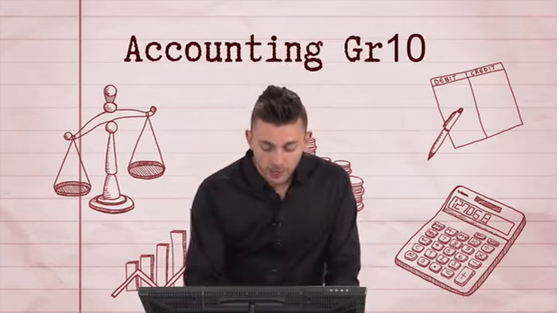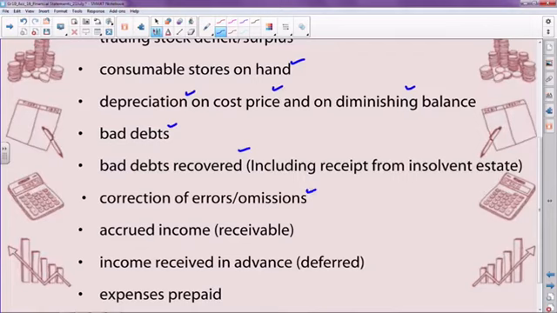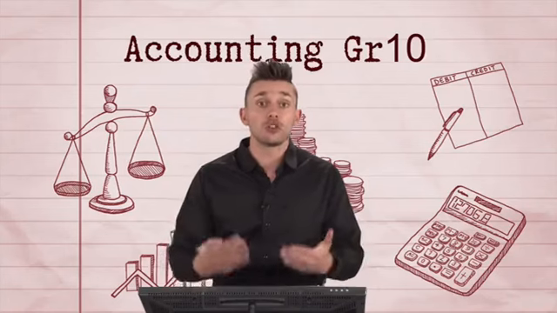The next one. Errors and omissions. So this can be anything, guys. When you pick up any mistakes within the general ledger or in the journal, you need to fix it. So you will have to fix it. You normally fix all of these items in the general journal and you'll fix it and show the true reflection.